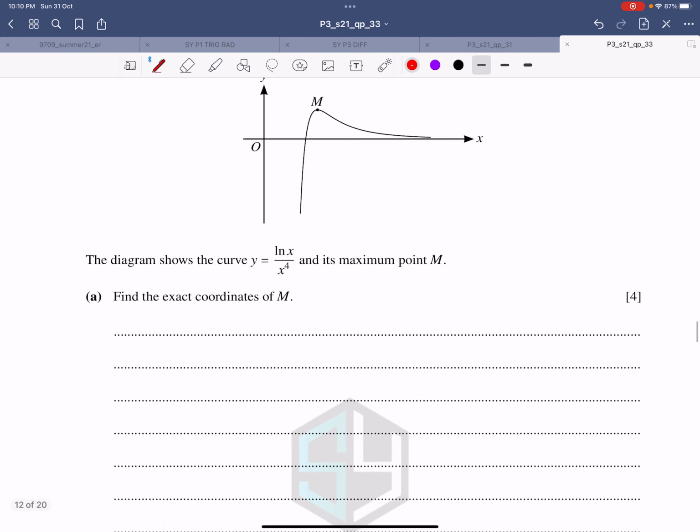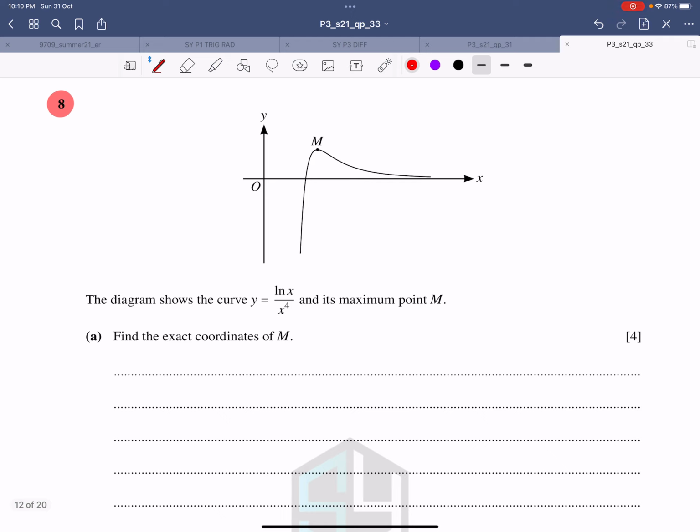So the first part is for 4 marks, and now it's a question, it's a scenario of quotient rule. So we are talking about quotient rule, and the background info that you need, that is, if y equals u over v, where u is a function of x, v is a function of x, therefore dy by dx is v u prime minus u v prime divided by v square.